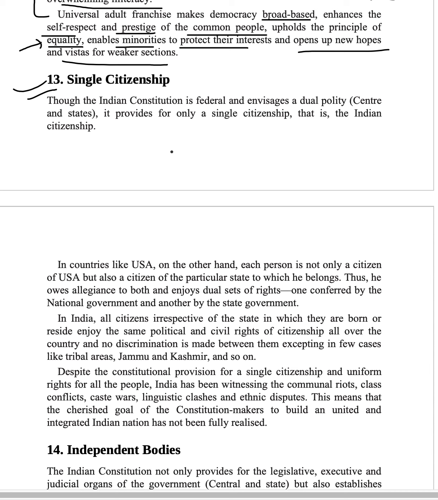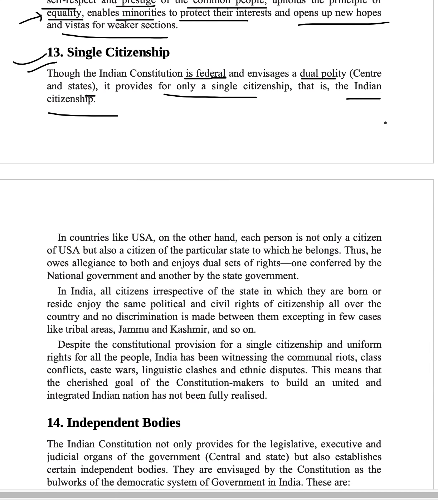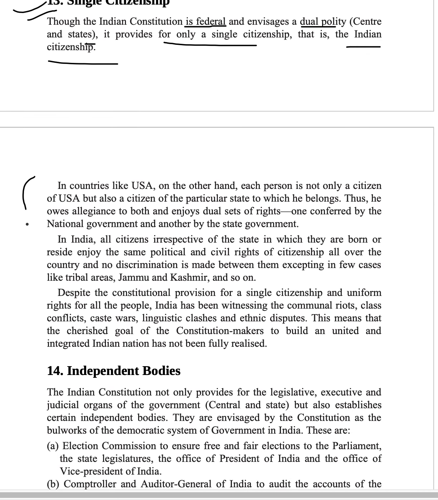So though the Indian constitution is federal, meaning it has both center and states, and envisages a dual polity, that is center and states, it provides only a single citizenship, that is the Indian citizenship. So what is the position in other countries? In countries like USA, on the other hand, each person is not only a citizen of USA but also a citizen of the particular state to which he belongs. So there is a dual citizenship.